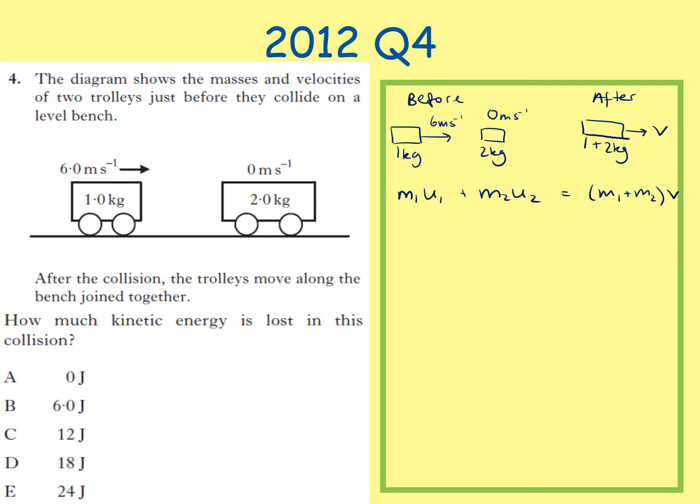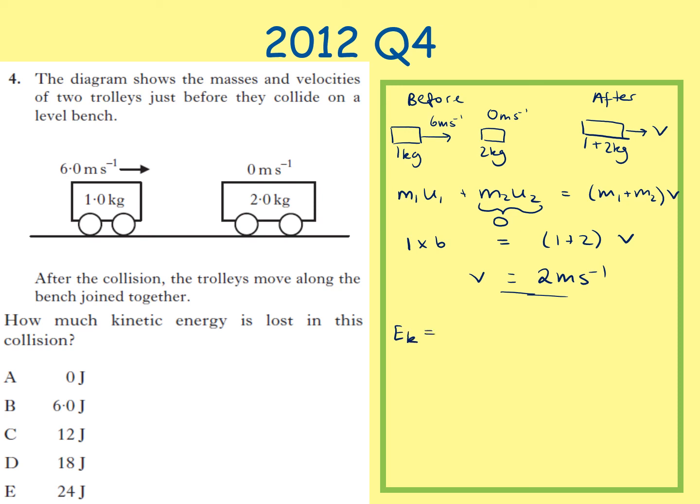Again, we know this m2u2 is going to equal 0 because our u2, our initial velocity, is 0 for this, it's at rest. So we've got 1 times 6 is equal to (1 plus 2) times our v. Rearranging this, we get v equaling 2 meters per second. Now we can work out the kinetic energy before and after the collision.